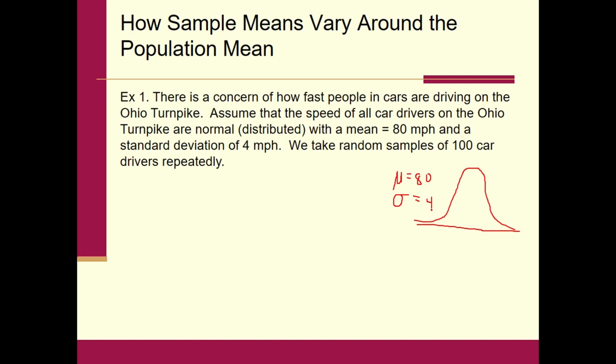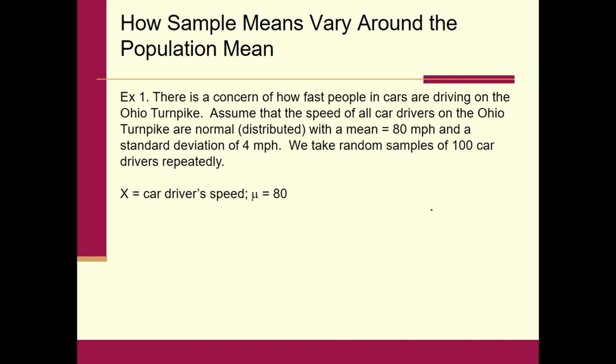I spell all this stuff out also on the next slide. So here, x is our random variable. That was the thing that varies from person to person or thing to thing. Here it would be speed. That's x. We found out that x has a mean of 80 and a standard deviation of 4. And then it says we take random samples of 100 car drivers repeatedly, over and over again. So what's our sample size for all those samples? 100.